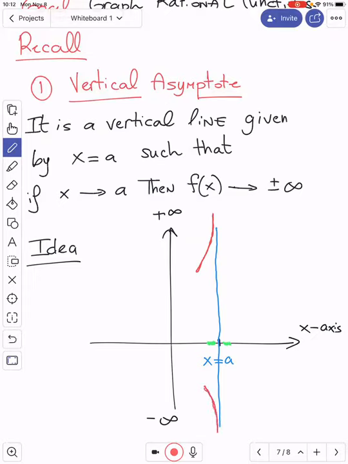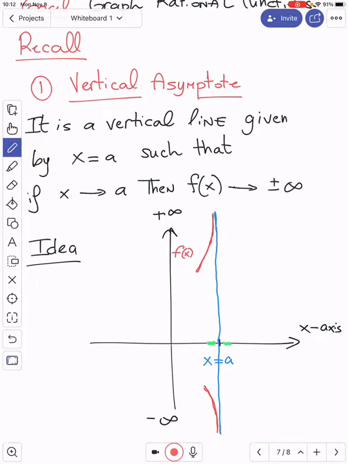But the thing, guys, is that the graph of f, this is supposed to be your f of x, doesn't intersect the vertical asymptote. There is no intersection with the vertical asymptote. The graph is going to be as close as you want to the vertical asymptote, but it doesn't intersect the vertical asymptote, right?